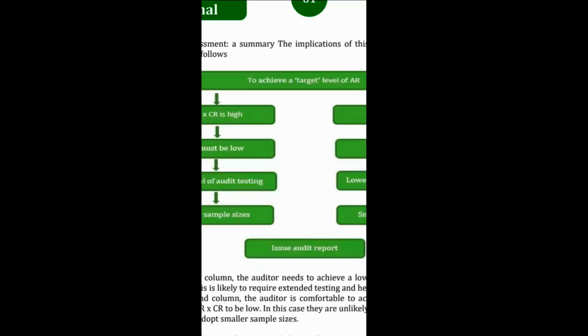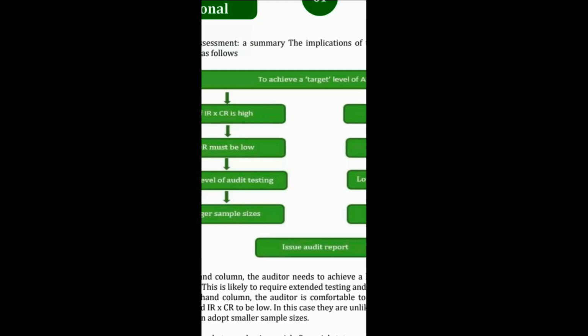The model that shows the relationship between inherent risk, control risk, and detection risk is known as what? Audit risk model. I hope. Do I need to explain this again, or are we cleared? So please go ahead. Yeah, I can proceed, right? Yes. Next one, we just look at audit risk.